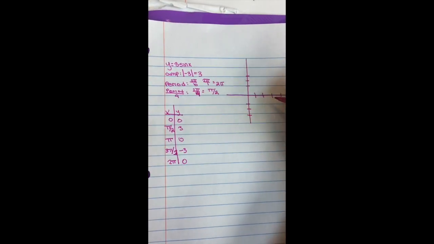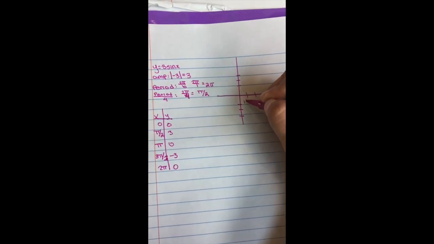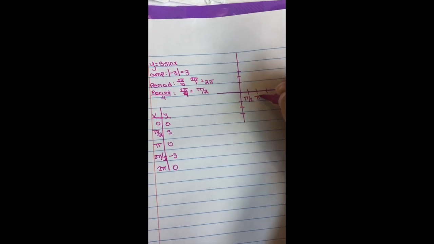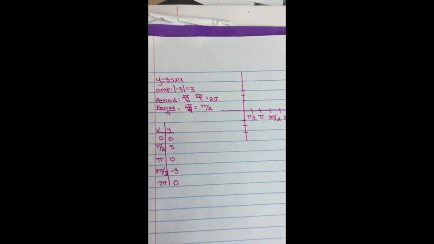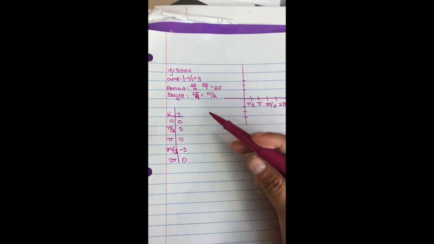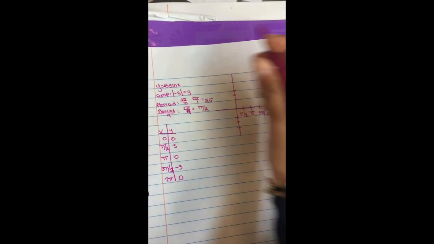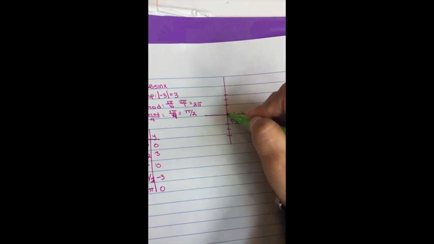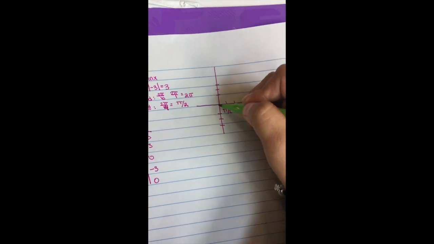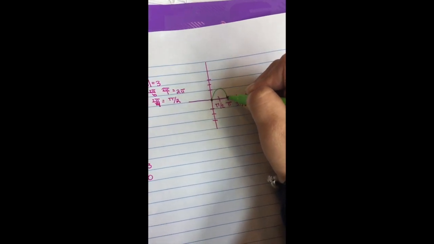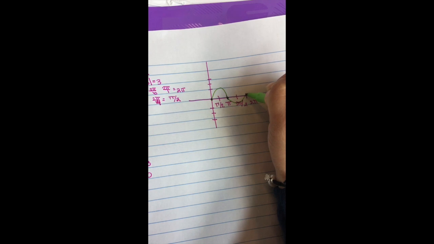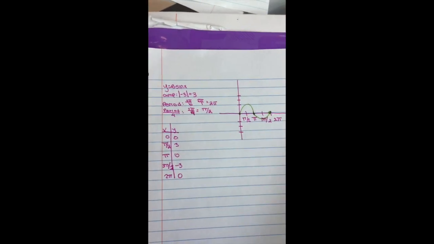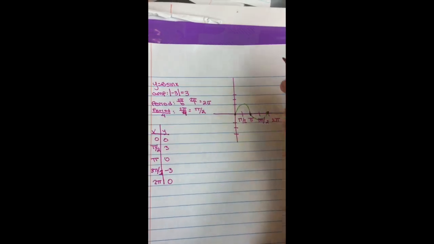Now we're going to plug in the x's on the axis. Pi, 3 pi over 2, and 2 pi. But before we graph the actual negative 3 sine x, we're going to do the parent function, starting from 0, making its way to pi, and dipping down into 2 pi. That's the parent function.